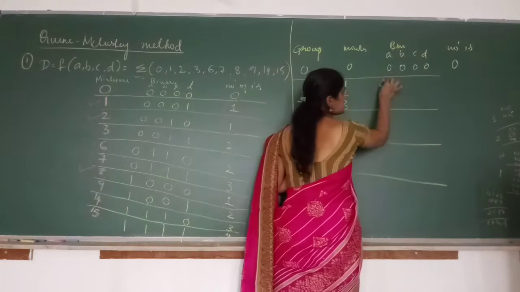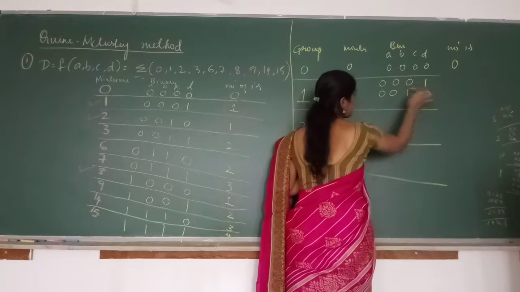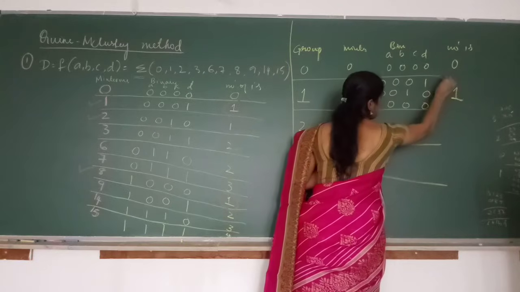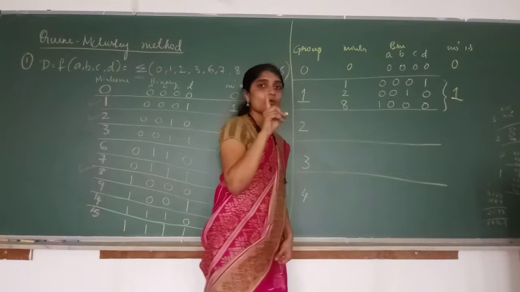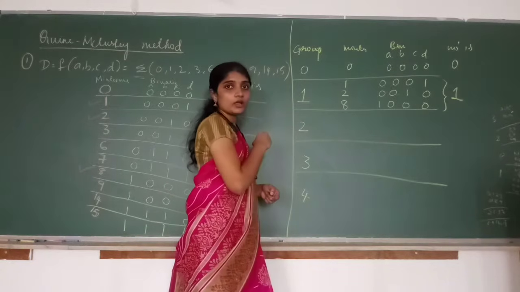What is 1? 0, 0, 0, 1. What is 2? 0, 0, 1, 0. What is 8? 1, 0, 0, 0. So the number of ones present in all these three mean terms is 1. Correct?